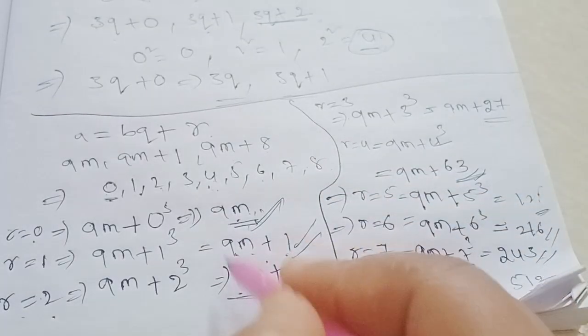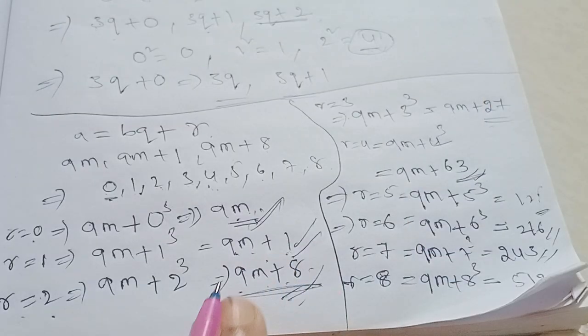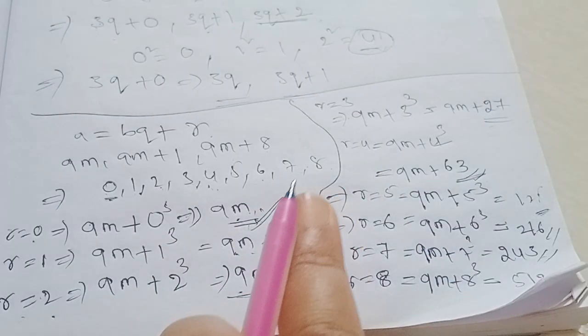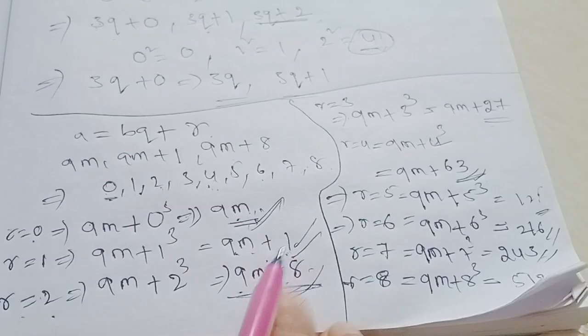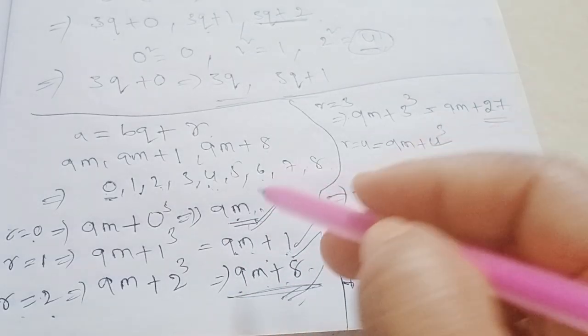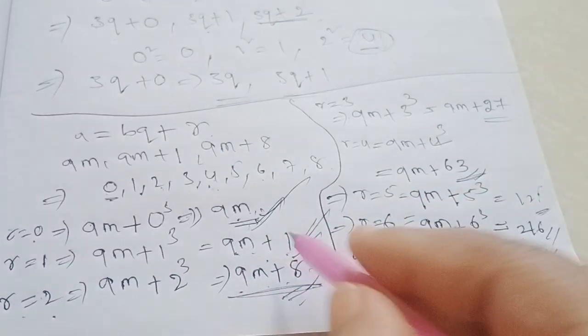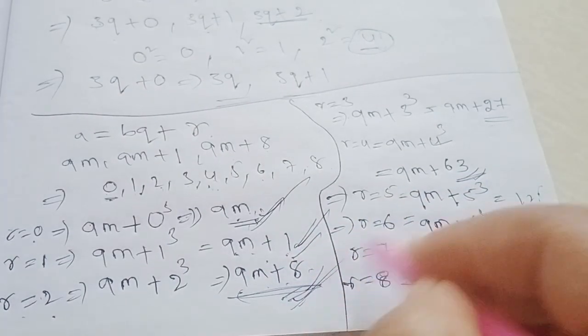Okay, this is what is given in the question. What is to be proved? Use division algorithm to show that the cube of any positive integer is of the form 9m, 9m plus 1 or 9m plus 8. 9m is proved, and next 9m plus 1 is proved. Next, 9m plus 8 is proved.